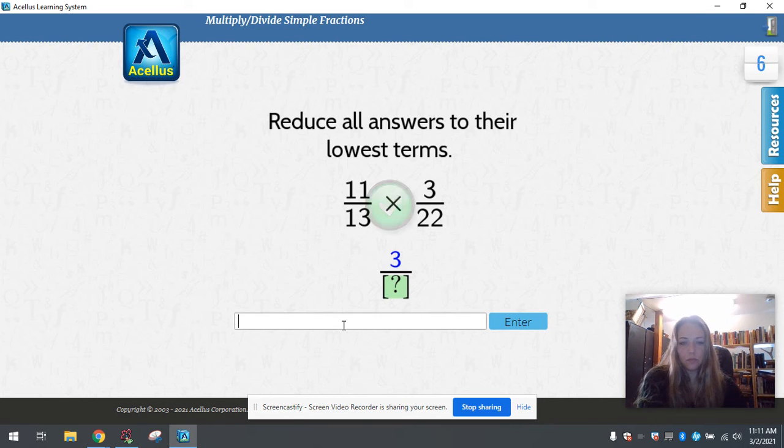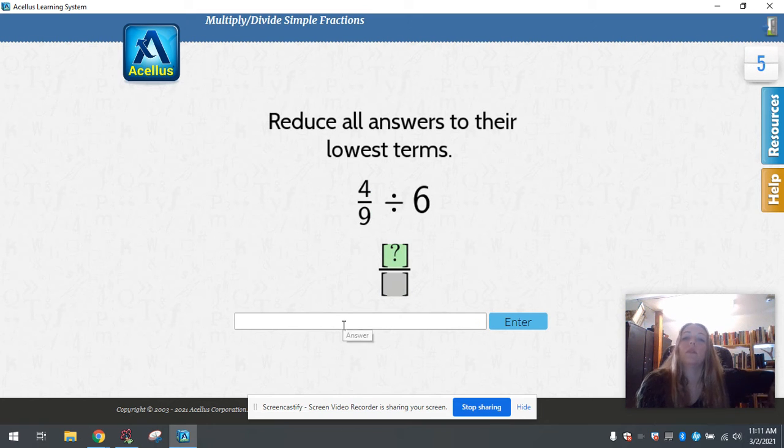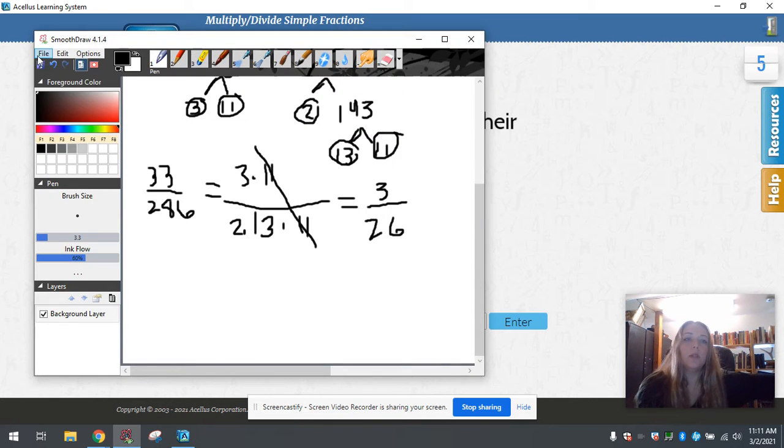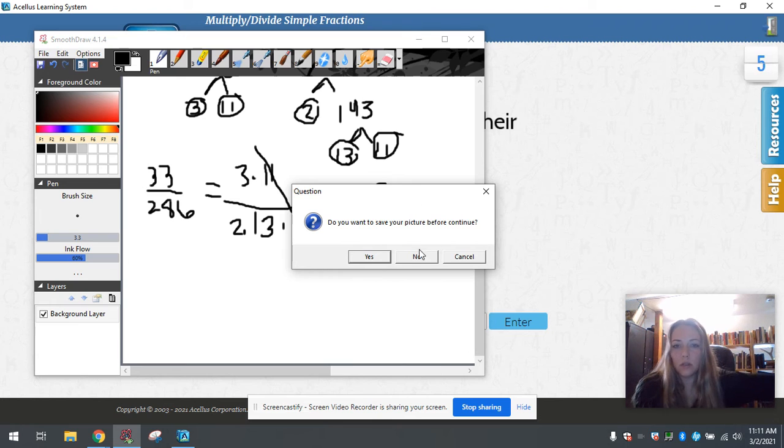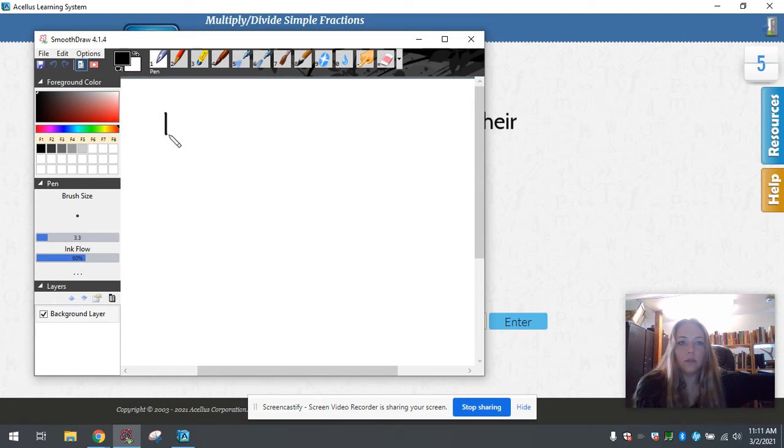3/26. Okay. Reduce all answers to their lowest terms. 4/9 divided by 6. But 6 isn't a fraction. Let's make it a fraction. 4/9 divided by 6. And what I'm going to do to make it a fraction is put a 1 underneath it, because 6 divided by 1 is 6. So they're equivalent.